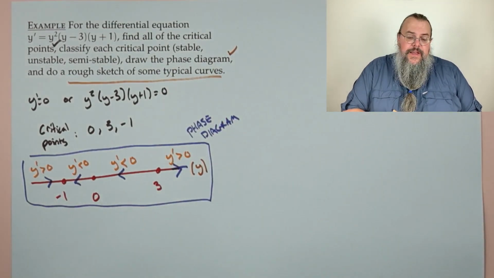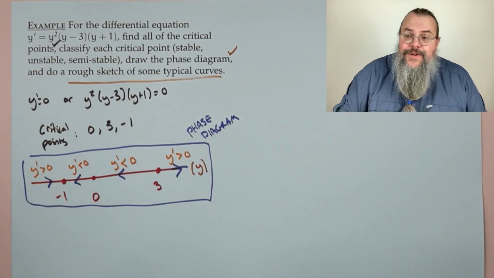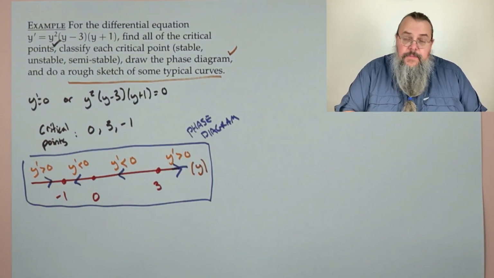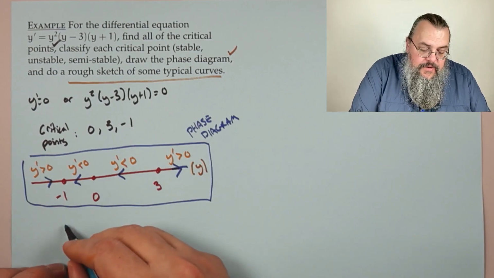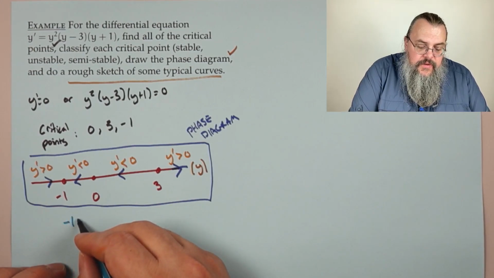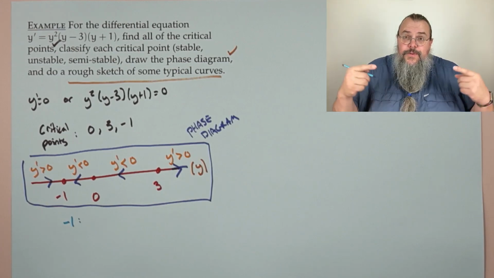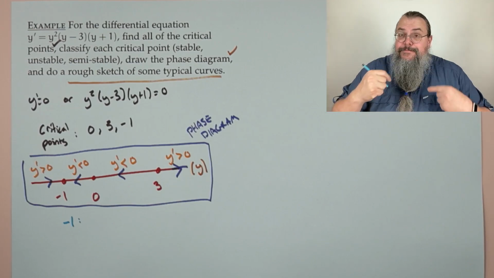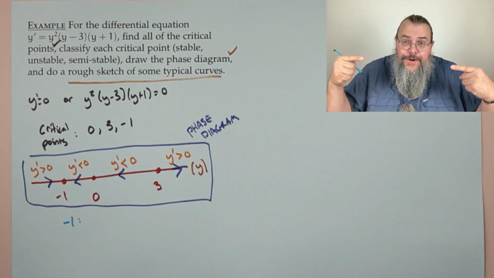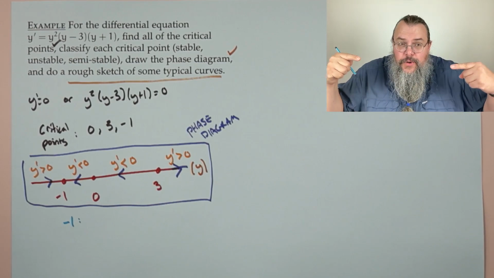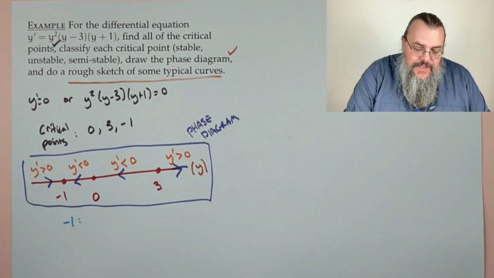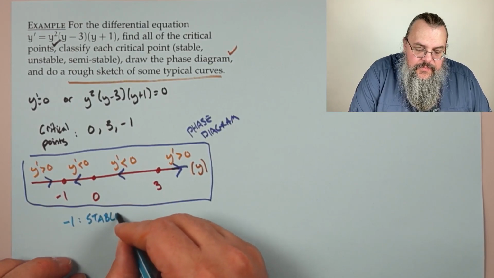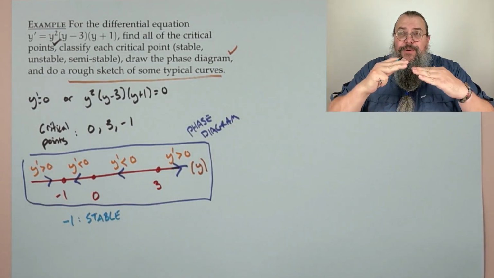Good. And now we'll go back and do our classify. Well, we have 3 points, so we're going to classify 3 points. And what you do is you say, what happens to each side? So at -1, our arrows point in. All right, what does that tell us? Well, if the arrows point in, things go towards. Towards says I'm an attractor. Things are stable. So if I'm close, I'm going to come in towards that.